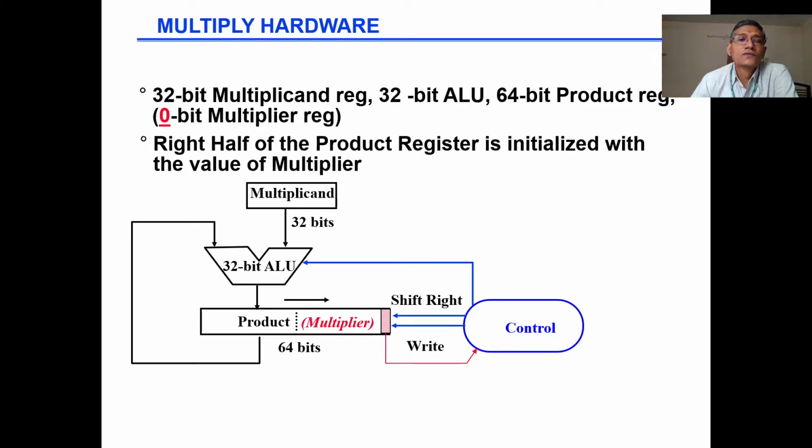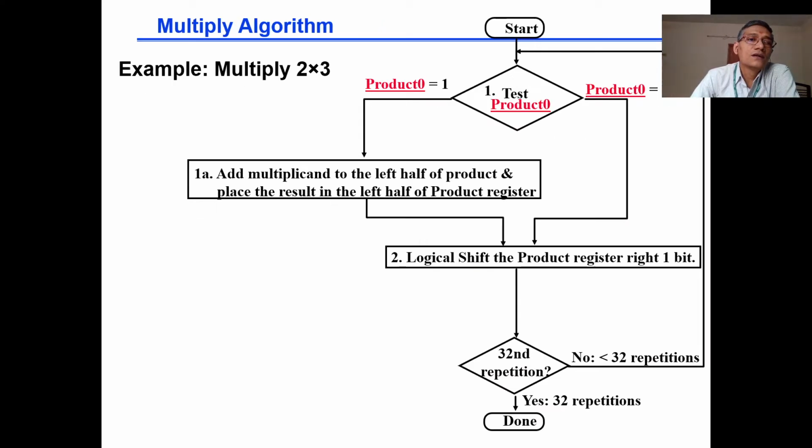We use the logic of shifting right and then comparing the multiplier bit, and we move on to the multiplication of the two numbers, multiplicand and multiplier, shifting right whenever necessary. We will see that algorithm in the next slide, and then produce the partial products. So we will move to the algorithm.